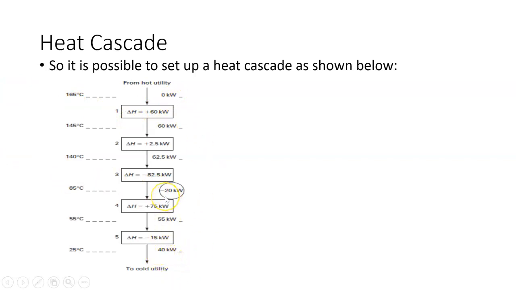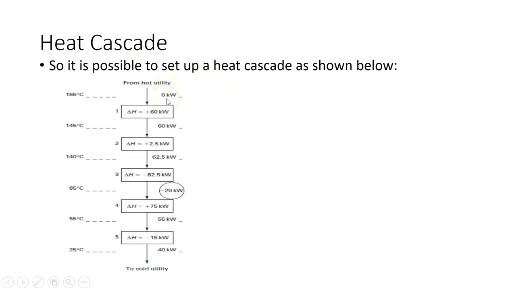However, what I need to check here is that this minus 20 kilowatt means I have supplied 20 kilowatt of energy from interval 4 to 3, which is against the law of thermodynamics. So how do I correct this? To correct this, I need to supply a minimum of 20 kilowatt as a hot utility on top.